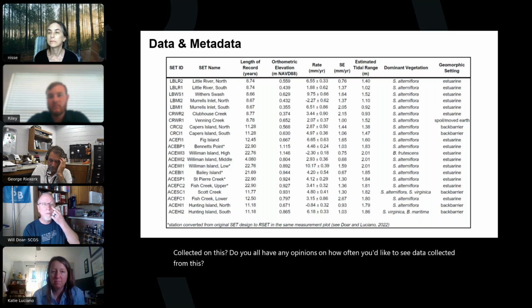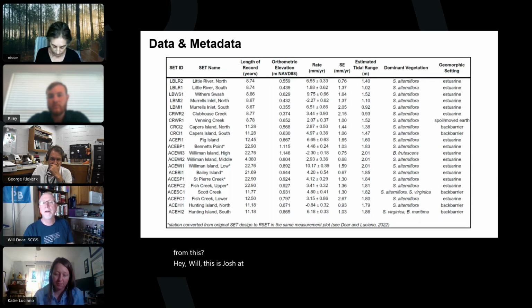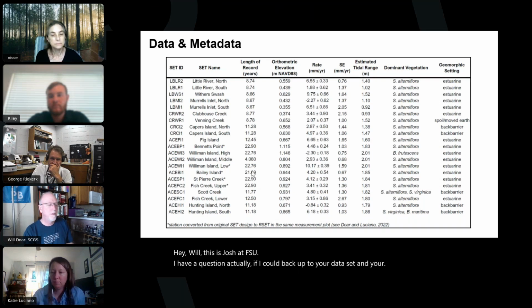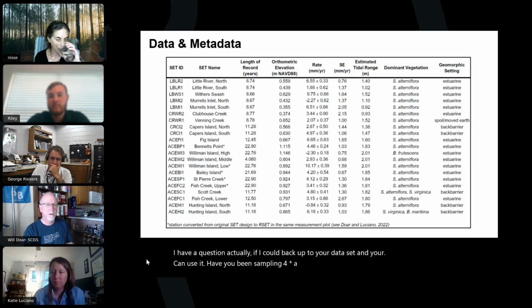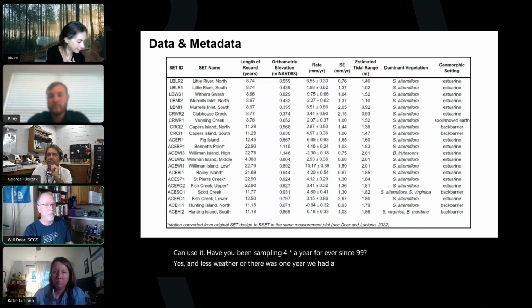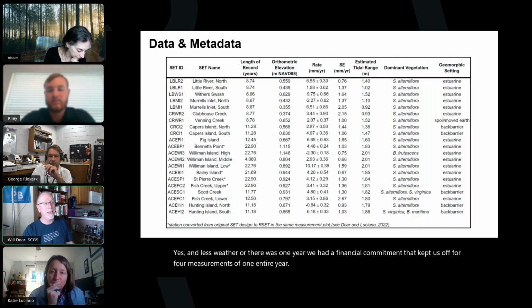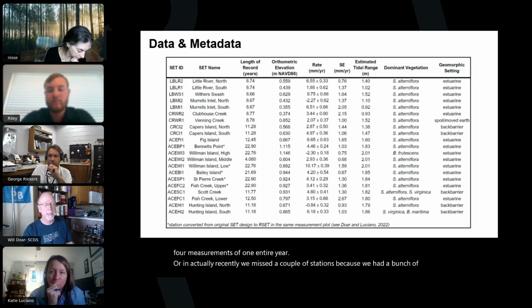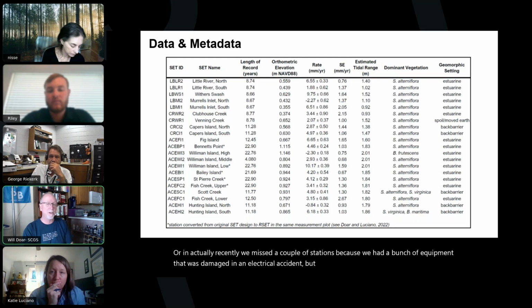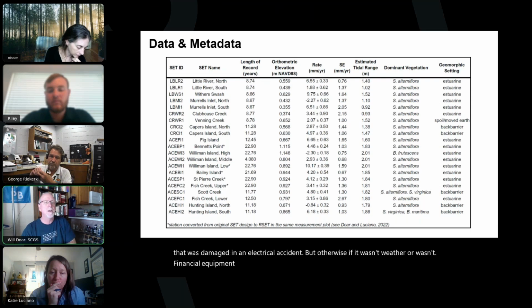Hey, Will, this is Josh at FSU. I have a question actually. If I could back up to your data set, have you been sampling 4 times a year ever since '99? Yes, unless weather or there was one year we had a financial commitment that kept us off for 4 measurements, so one entire year. And actually recently we missed a couple of stations because we had a bunch of equipment that was damaged in an electrical accident. But otherwise, if it wasn't weather or financial equipment related, we go out 4 times a year.